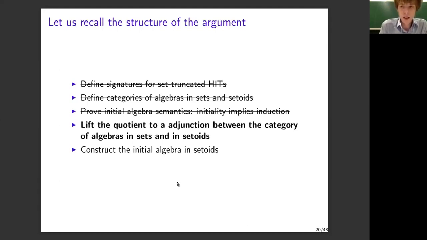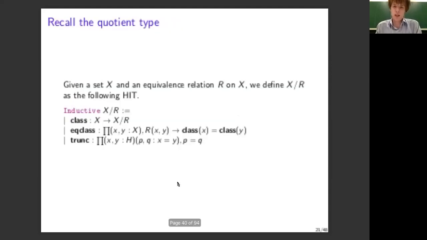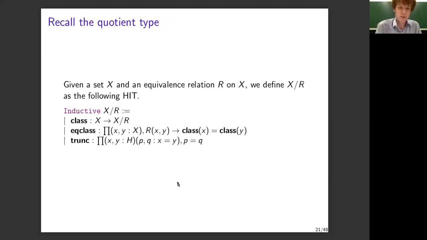So the last step of the set-truncated case, which we'll cover in this talk, is how to lift the quotient to an adjunction between the categories of algebras in sets and in setoids. So let us briefly recall the quotient. We start with the set X and the equivalence relation R on X. And recall that the setoid is precisely the same data. So I could also have said we start with the setoid X, R.